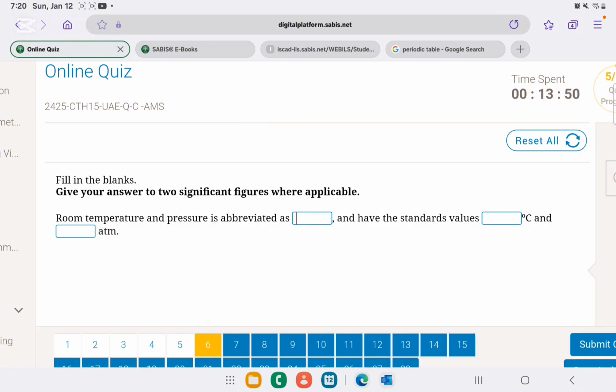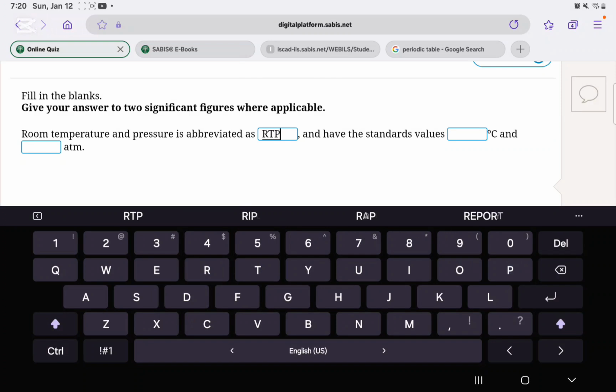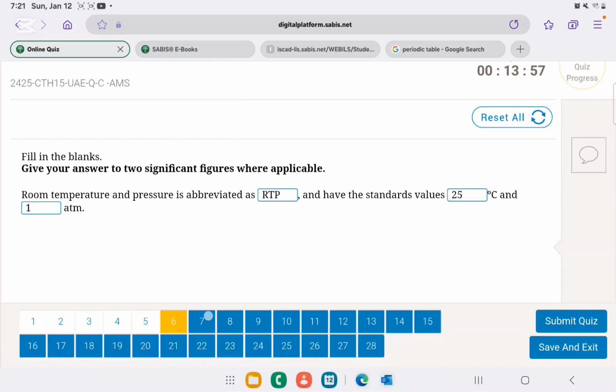Room temperature and pressure is abbreviated as RTP. Standard values are 25 degrees Celsius and 1 atm. You need to memorize this.